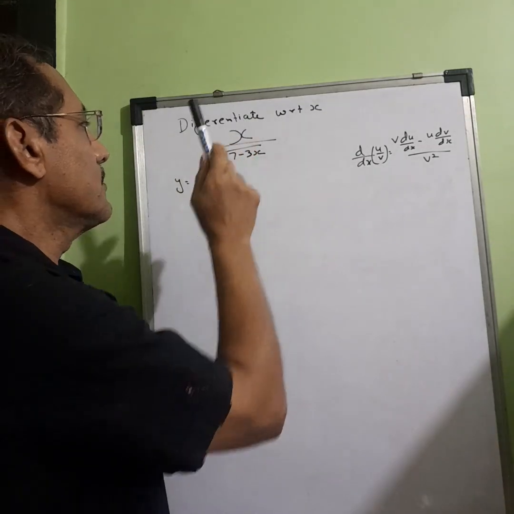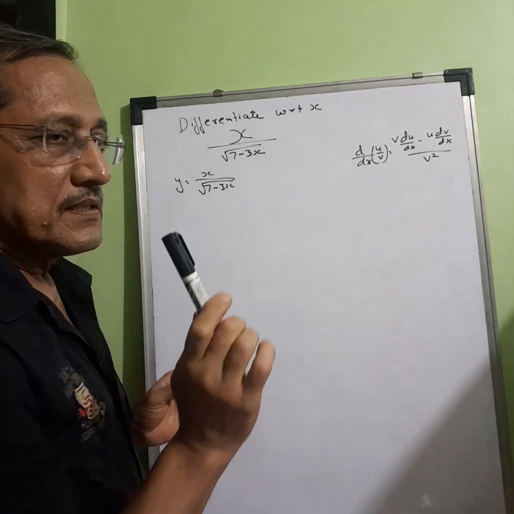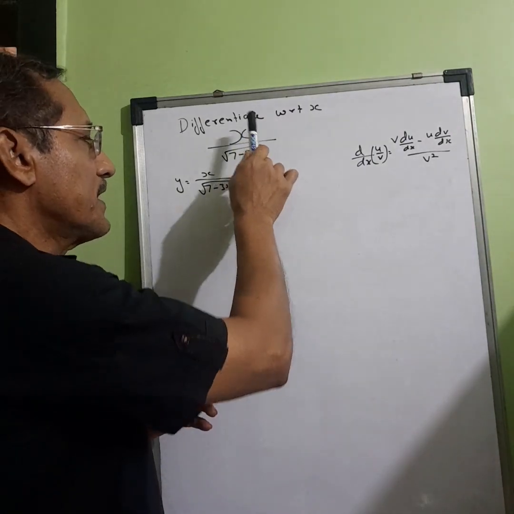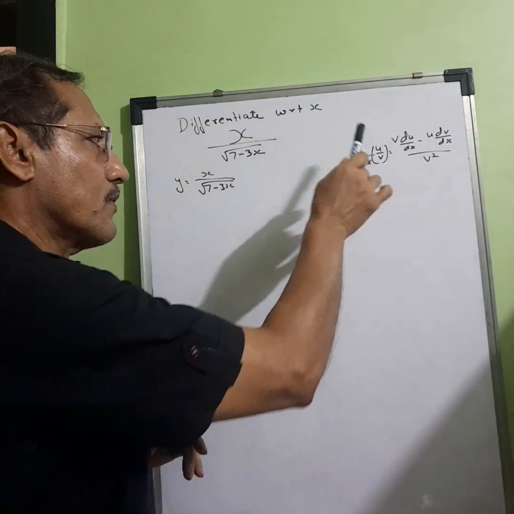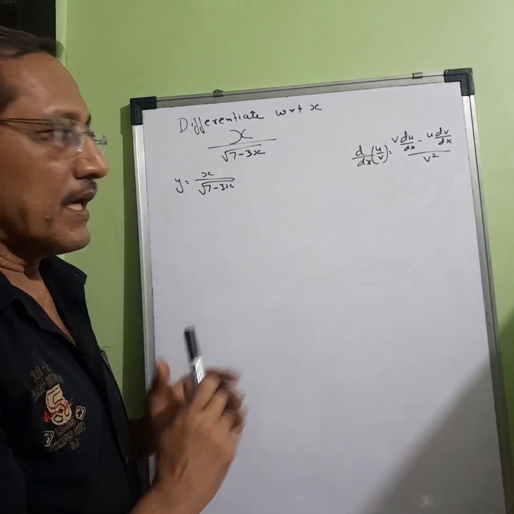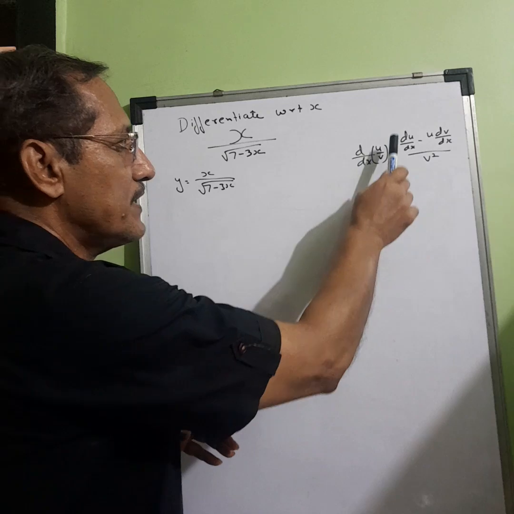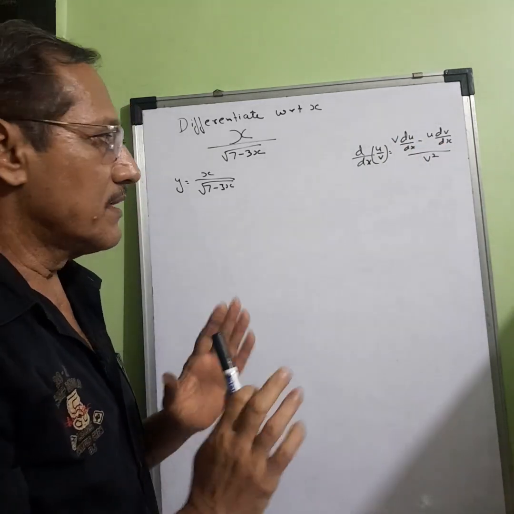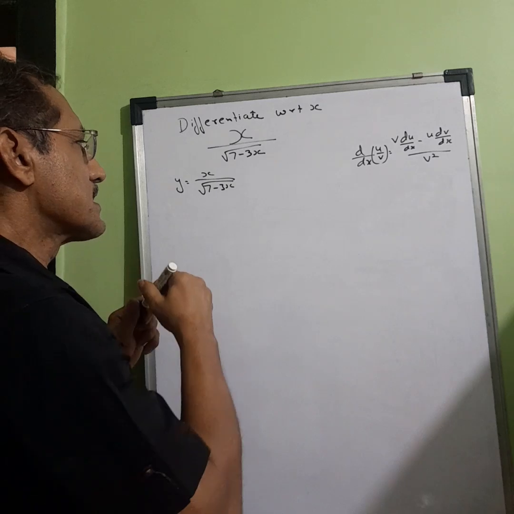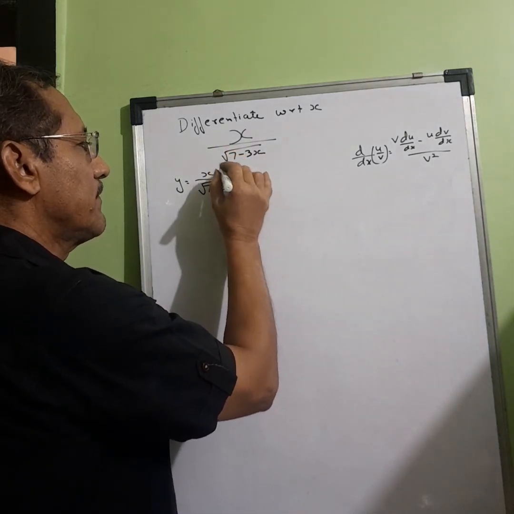Okay, so x over root of 7 minus 3x. Now this is a variable, this is a variable, so we have got to use the formula for u by v. And we know the formula for u by v is d by dx of u by v is v du by dx minus u dv by dx upon v square, right? So this obviously is our u and this obviously is our v.